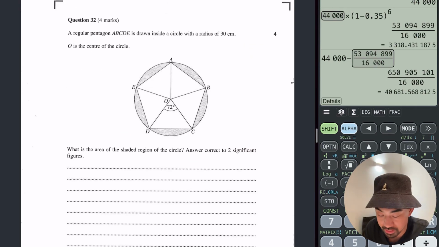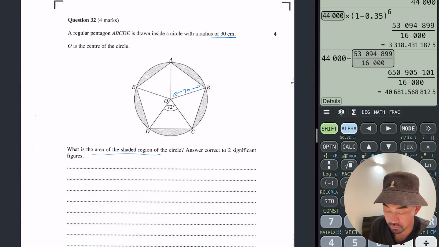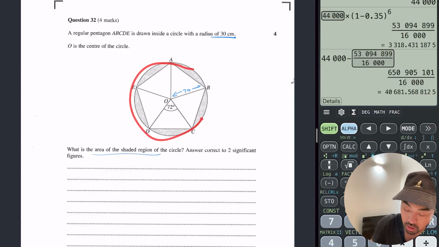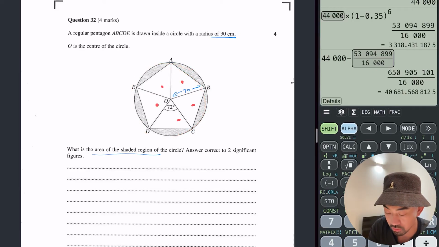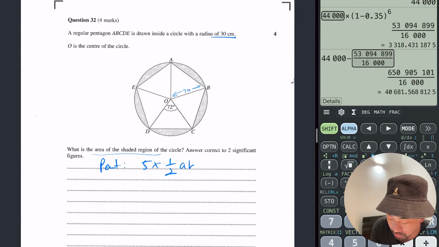A regular pentagon ABCDE is drawn inside a circle with radius of 30 centimeters. I'll pop that in. O is at the center. What is the area of the shaded region of the circle? All right, that looks pretty straightforward. So area of the circle minus 1, 2, 3, 4, 5 triangles. So the pentagon is going to be 5 times half AB sine C, remember? Area of a triangle. So 5 times a half, 30, 30, sine 72.